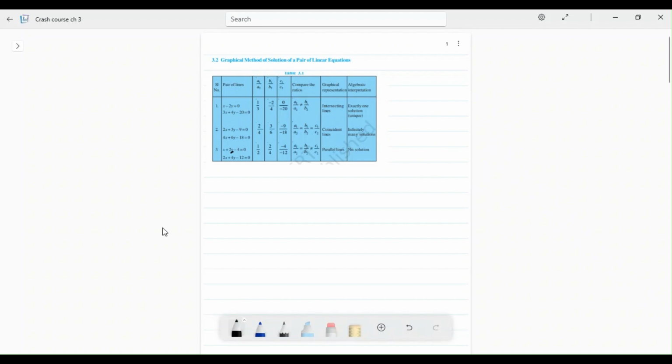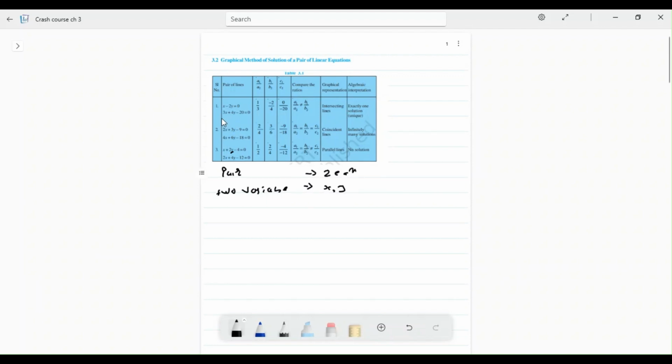So we have used two words. First one is pair and another one is two variables. So pair is two equations, and two variables are the variables x and y.